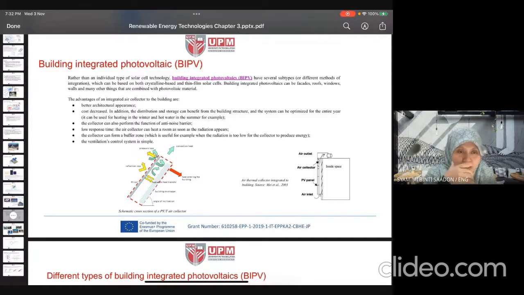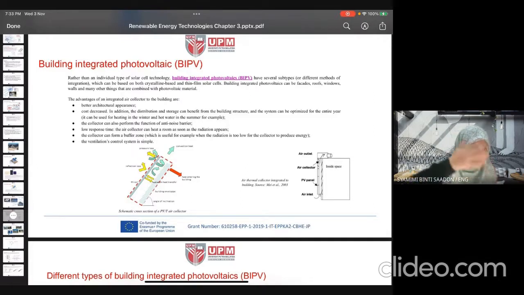Sometimes when it also has a solar thermal collector, when we also integrate the solar thermal collector, we call it building integrated photovoltaic thermal, BIPVT. So in terms of solar cell technology, we have this technology called BIPV. It is based on crystalline PV panels or thin film solar cells. The building integrated photovoltaic can be facades.